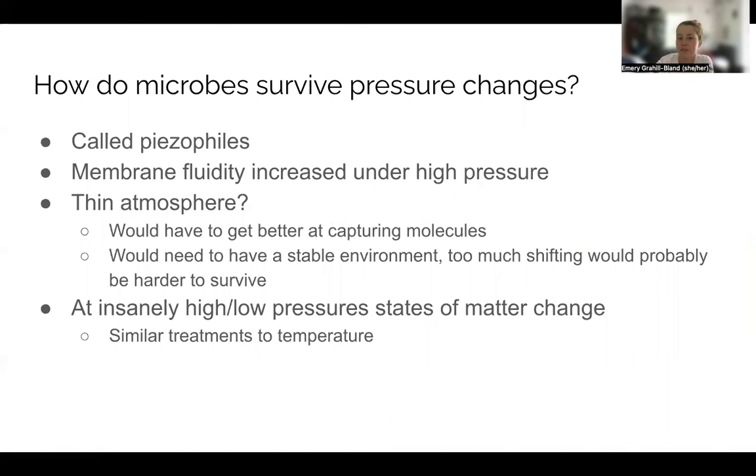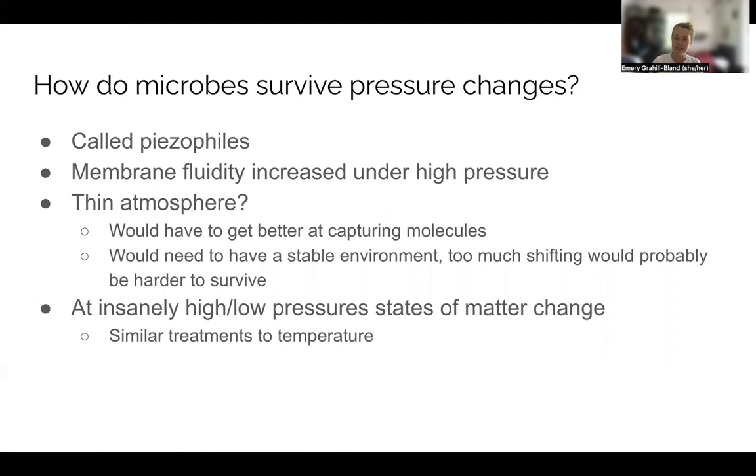How do microbes survive these extreme pressure changes? So microbes that love high pressure are called piezophiles, loving, I guess, pressure. And their membrane fluidity, so the ability of their membrane to move against itself and be able to take in and put out ions, needs to be increased to accommodate higher pressure, because the pressure wants to make it less fluid.